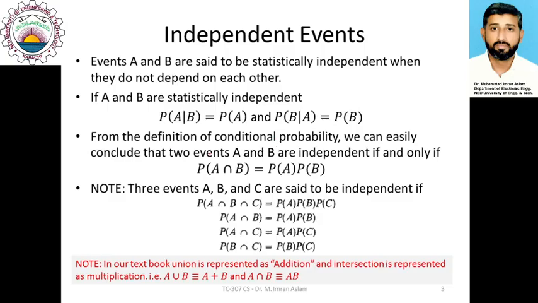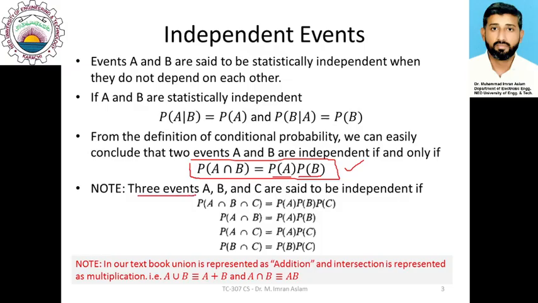So there is another form of determining whether events are independent or not. That determination is made on this condition: probability of A intersection B should be equal to the product of individual probabilities, probability of A multiplied by probability of B. If this condition is satisfied, the events are said to be statistically independent. Otherwise the events are not independent.